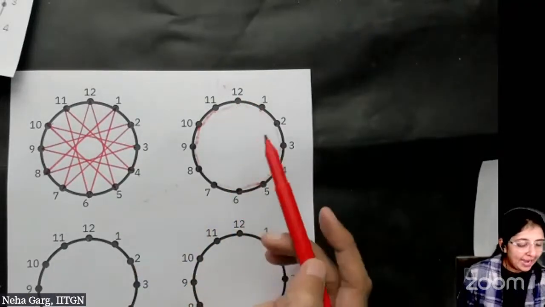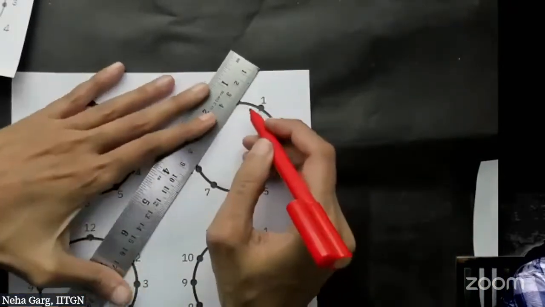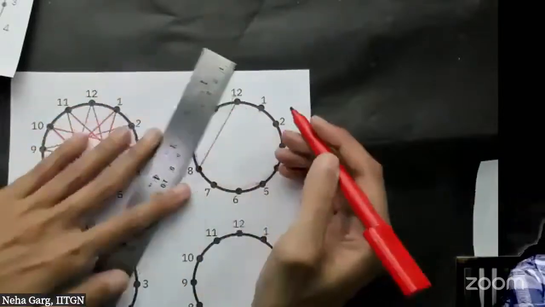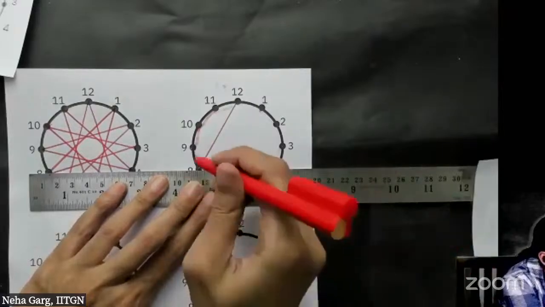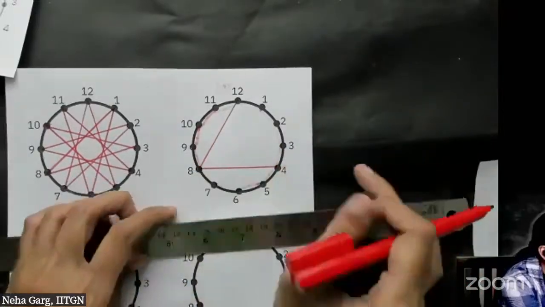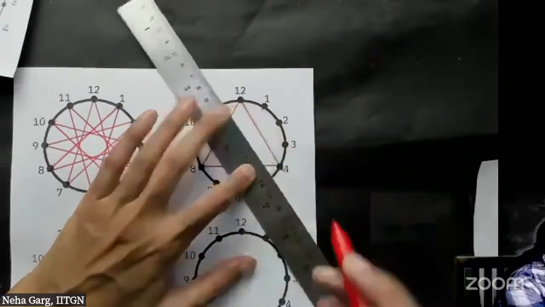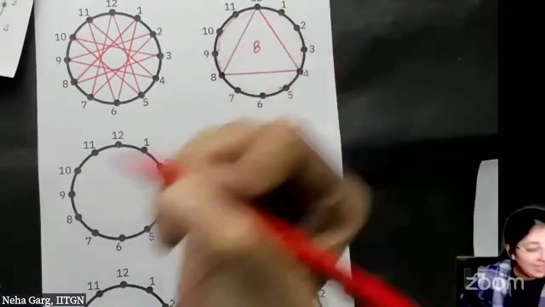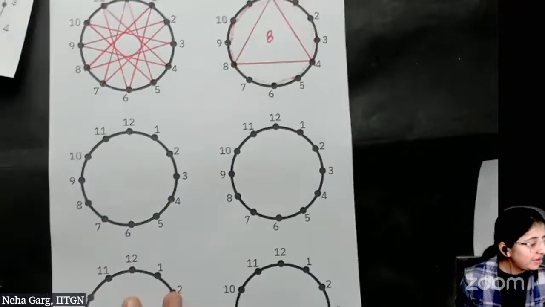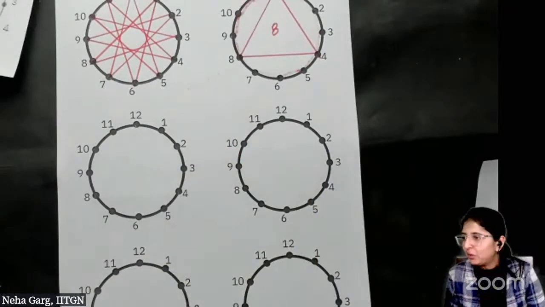So now if I add 8, we start with 0 plus 8, which is 8. And 8 plus 8 is 16, which will go to 4. And 4 plus 8 is 12, so I will come back here. And this is exactly the same shape that we got when we added 4. So 4 and 8 have the same shape. Interesting.